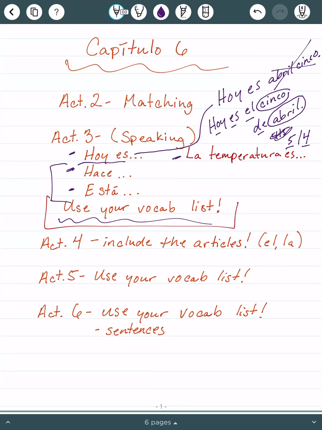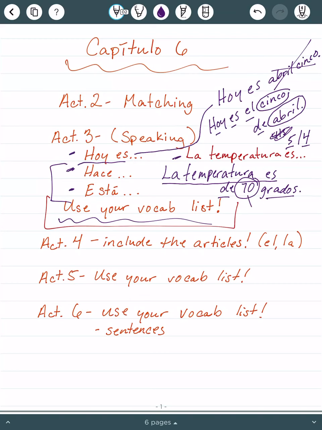Now your last sentence, la temperatura es, that means the temperature is. Let's say the temperature is 70 degrees. I'm going to say la temperatura es de 70 grados. So that's the phrase that we're looking for there. La temperatura es de number grados. Now, if you say la temperatura es de 70 grados in English, I am not going to be able to give you full credit. This has to be in Spanish. So keep that in mind.